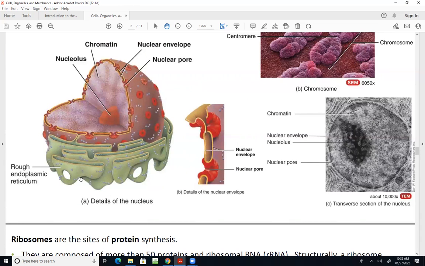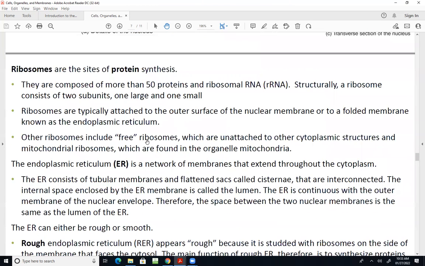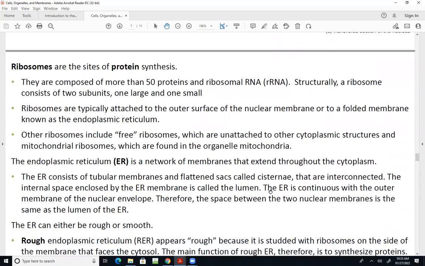You also find them attached to the endoplasmic reticulum, or specifically the rough endoplasmic reticulum. There's also ribosomes that are just kind of free floating around inside the cytoplasm. We just call those free ribosomes for that reason. There's also ribosomes inside our mitochondria, so we'll call those mitochondrial ribosomes.